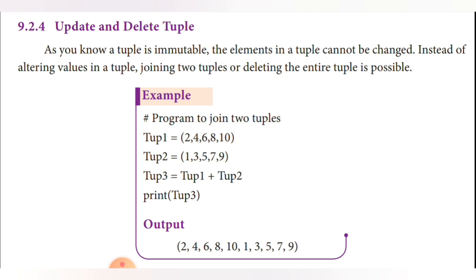See the output: 2, 4, 6, 8, 10. These elements are present in tup1. And then 1, 3, 5, 7, 9. These are the elements present in tup2. So both sets of elements are combined together and stored in tup3. That is, we are joining two tuples together.